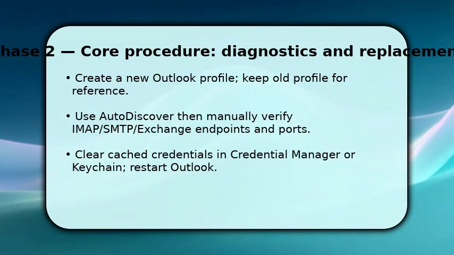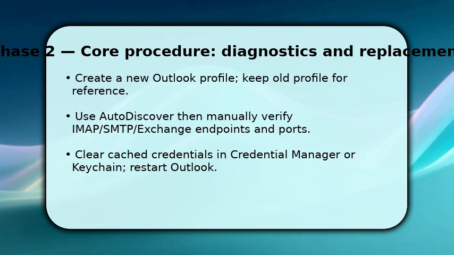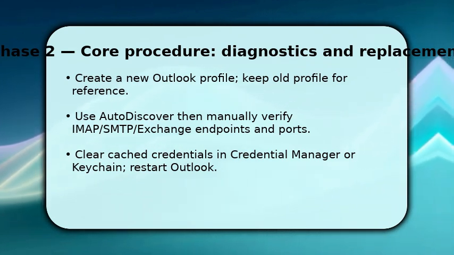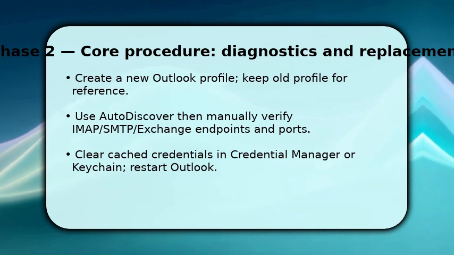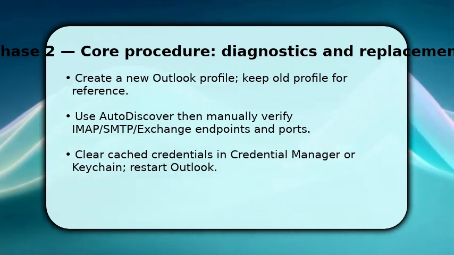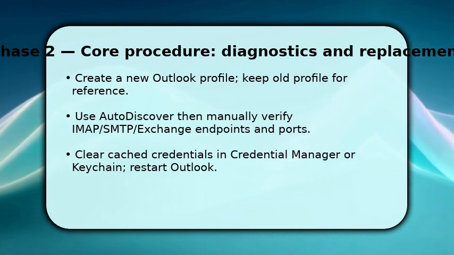You create a fresh Outlook profile to isolate profile corruption. Keep the original profile for data recovery. Once created, let Auto discover attempt configuration. If it fails, manually enter Exchange, IMAP, or SMTP endpoints plus ports and encryption. This prevents wrong server routing.